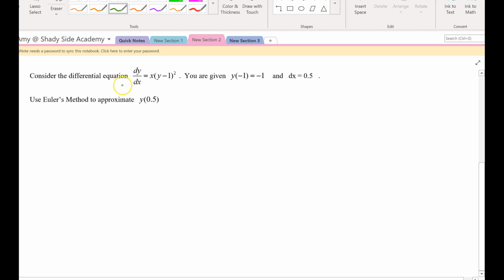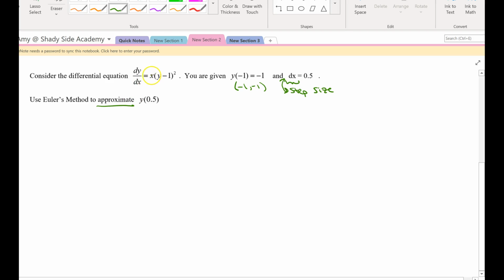It says, consider the differential equation dy/dx equals x times (y minus 1) squared, and you are given y of -1 equals -1, or you're given a point on the antiderivative, or on the function f of x. And dx equals 0.5. This question used the phrasing dx, but sometimes you'll see something like: you are given y of -1 equals -1, and dx, or step size, equals 0.5. So these two words, if you will, are synonymous, okay? Use Euler's method to approximate y of 0.5.